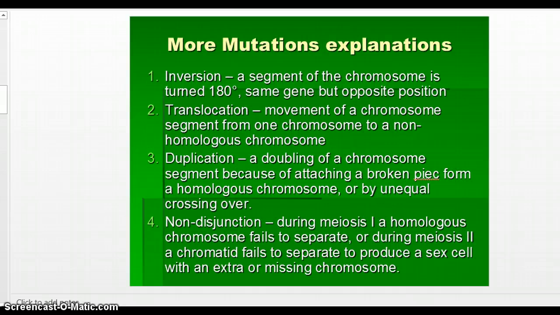So here's my little explanations for the inversion, the translocation, the duplication, and the non-disjunction. I give a much broader definition here for non-disjunction. During meiosis 1, a homologous chromosome fails to separate, or during meiosis 2, a chromatid fails to separate to produce a sex cell with an extra or missing chromosome. I'll be showing you an example of this.